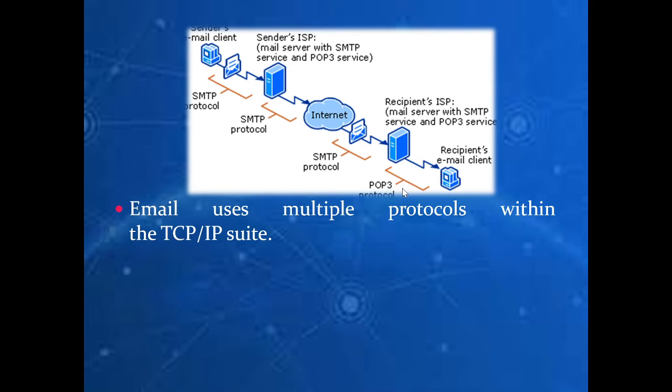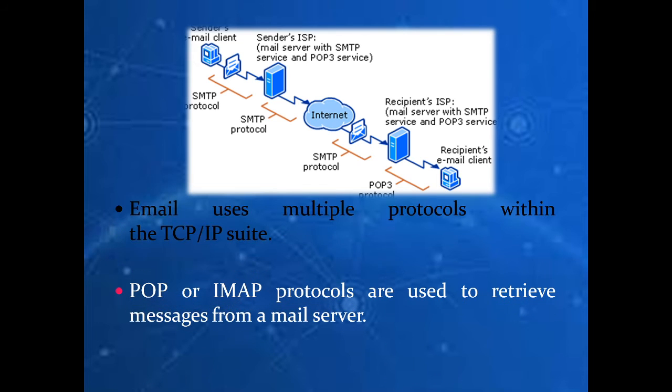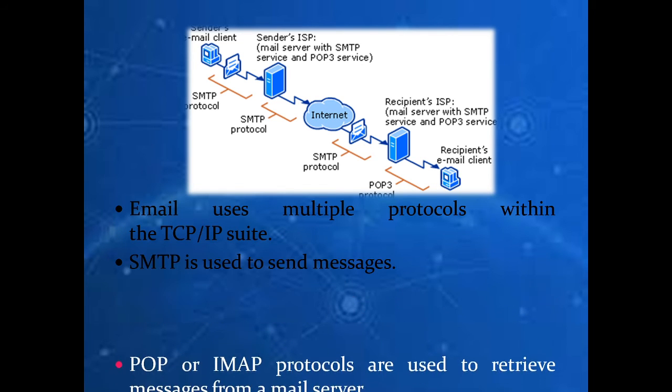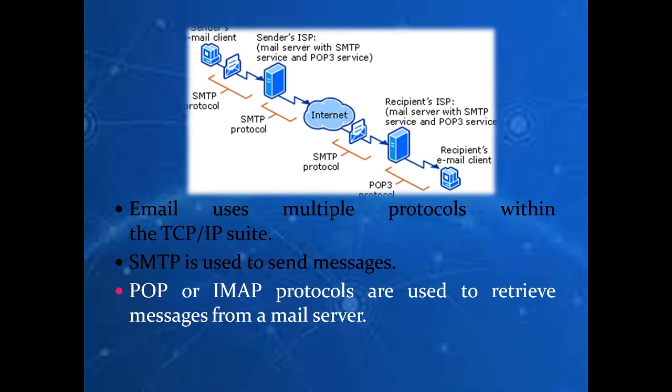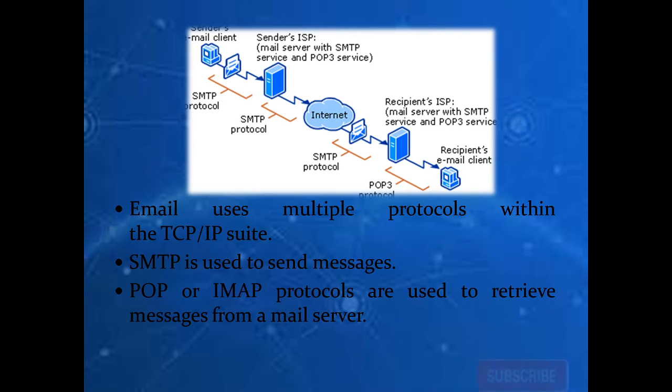So email uses multiple protocols within the TCP/IP suite. SMTP is used to send messages, and POP or IMAP protocols are used to retrieve messages from the mail server. Once again, listen: SMTP stands for Simple Mail Transfer Protocol, POP stands for Post Office Protocol, IMAP stands for Internet Message Access Protocol. This is how email using the internet takes place. This is the most common application of our internet.